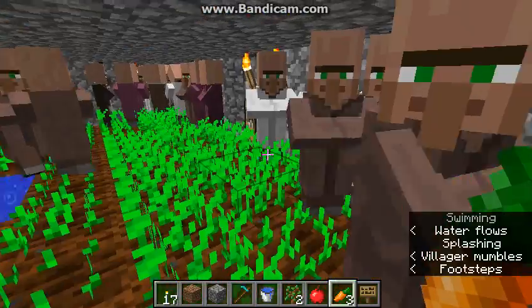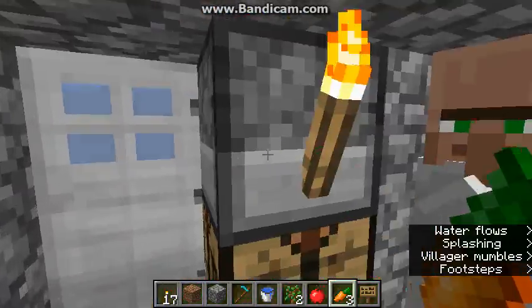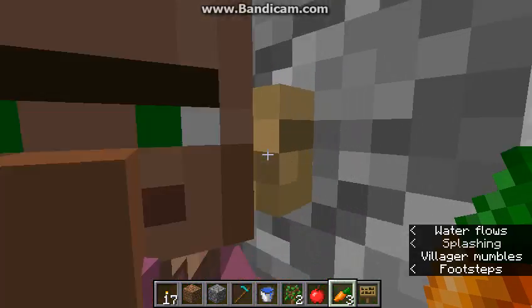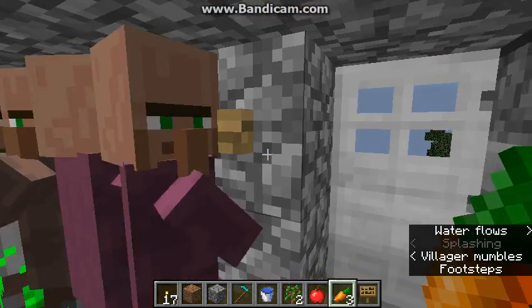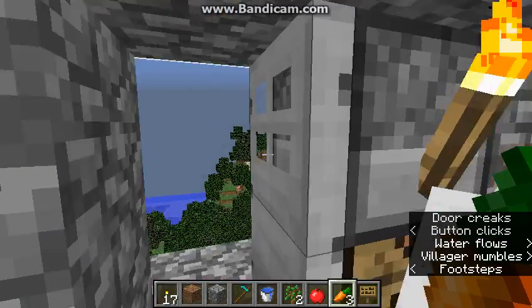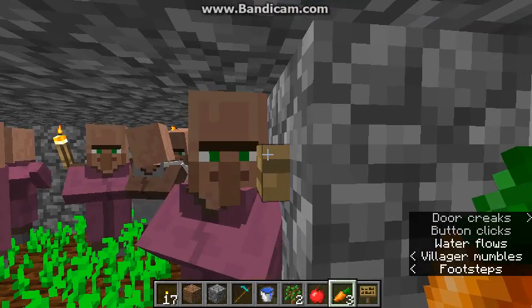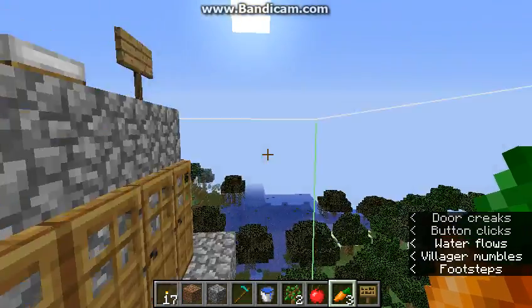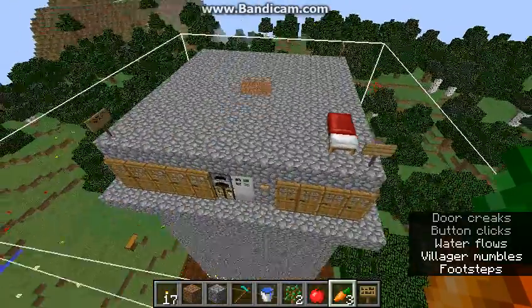So iron golems ought to be spawning. Now, the important thing is doors are also required to spawn an iron golem. So the villagers in my way won't let me open the door with the button. That's crazy.